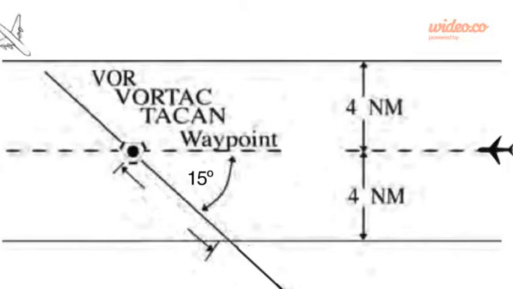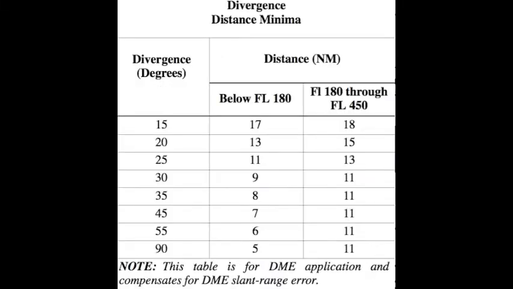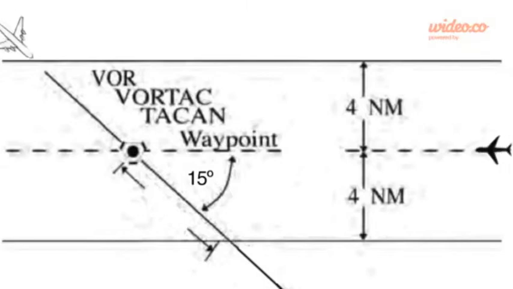In this example, we can see that the airways diverge by 15 degrees. We then take that number and use the degree divergence chart. We can see that 15 degrees needs 17 miles. That means the aircraft must be separated 17 miles away from the fixed point.